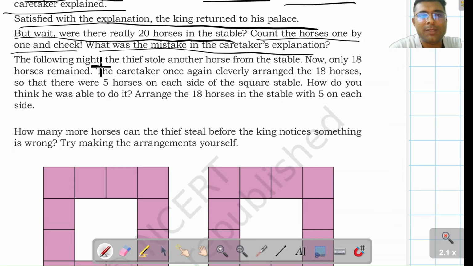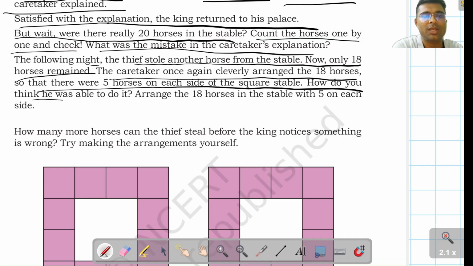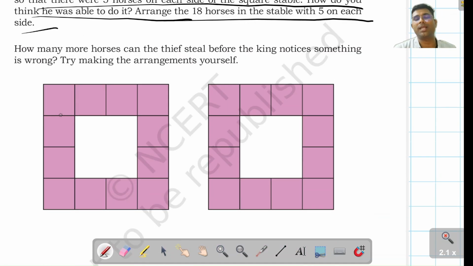The following night the thief stole another horse from the stable. Now only 18 horses remained. The caretaker once again cleverly arranged the 18 horses so that there was 5 horses on each side of the square stable. How do you think he was able to do it? Arrange the 18 horses in the stable with 5 on each side. So bachcho, like in the previous case when there were 19 horses, the caretaker keep one horse at the junction of 2 rows. Okay, so a king counted that horse twice.